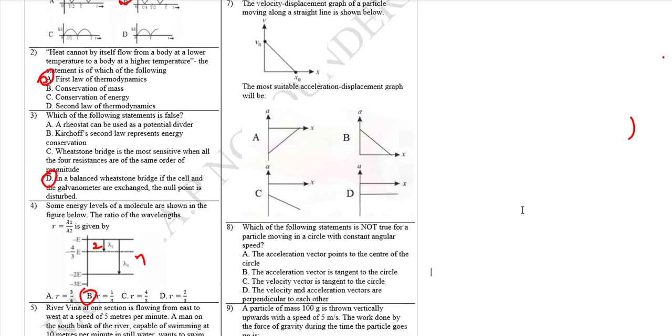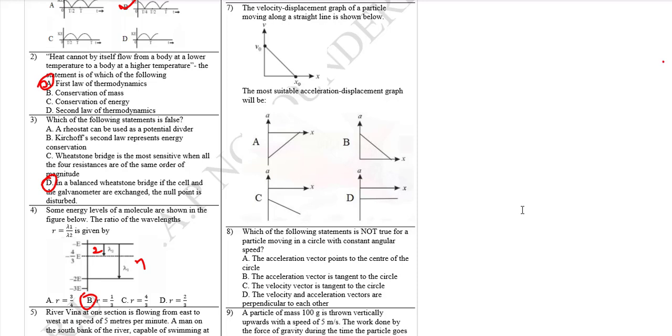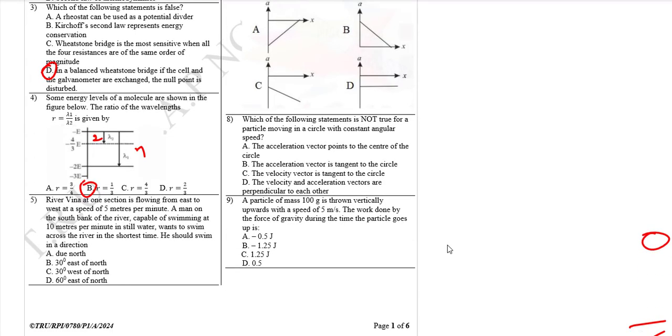Okay, so let's go to number 5. Number 5 reads: River Vina at one section is flowing from east to west at a speed of 5 meters per minute. A man on the south bank of the river, capable of swimming at 10 meters per minute in still water, wants to swim across the river in the shortest time. He should swim in the direction A, due north; B, 30 degrees east of north; C, 30 degrees west of north; and D, 60 degrees east of north.